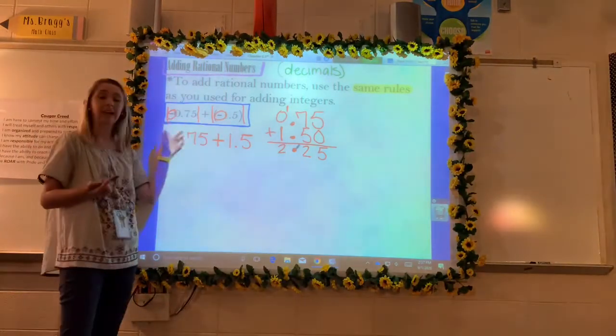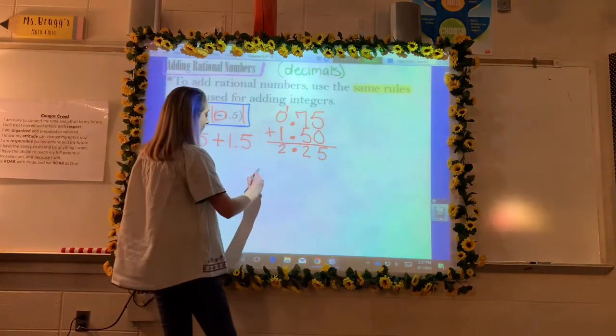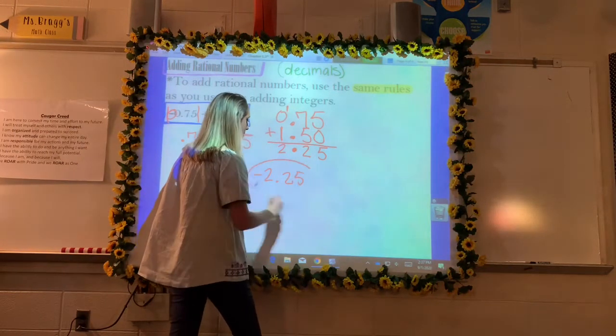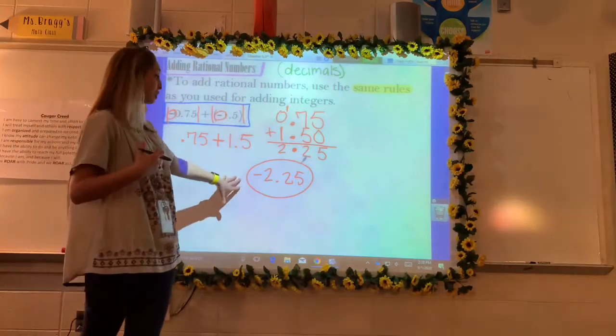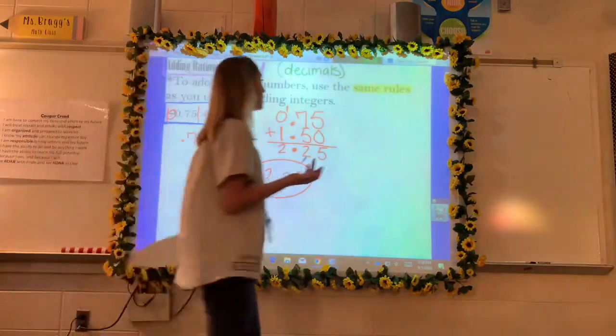But we have to go back. We have the same sign, so we have to make sure we put the sign. So the final answer would be negative 2 and 25 hundredths. Okay? So like I said, decimals are a little easier just because you don't have to change anything. You just have to line them up. You have to remember that process.